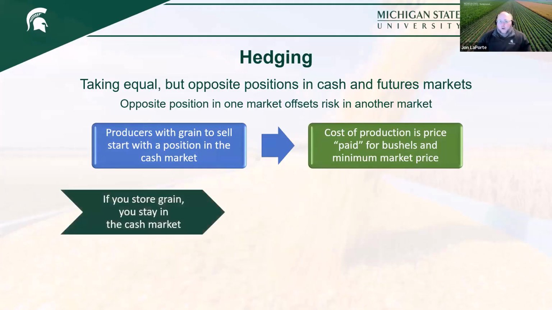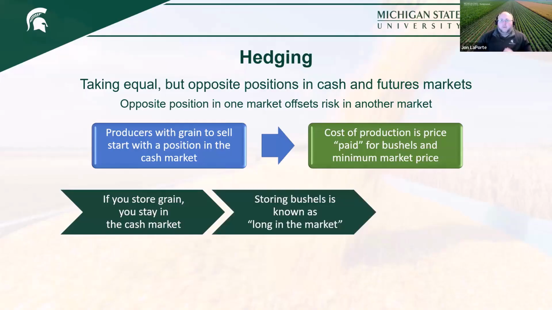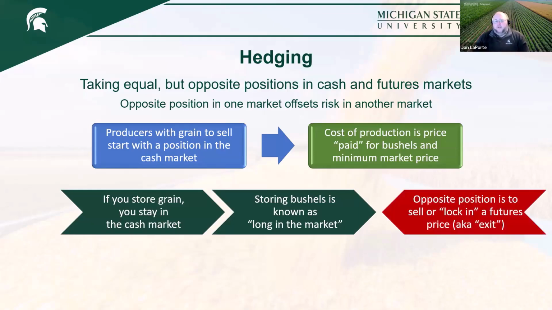If you store grain, you stay in the cash market. And that's what we call being long in the market. Anytime you're storing bushels, you may hear people say they're being long in the market, you've got that grain on hand. You're keeping that grain. An opposite position is either to sell a futures contract or lock in a futures price. And we're going to talk about locking in a futures price on some of these examples as we go along. But the idea is that you're going to be in one market.